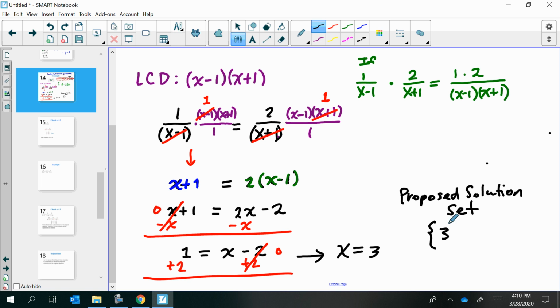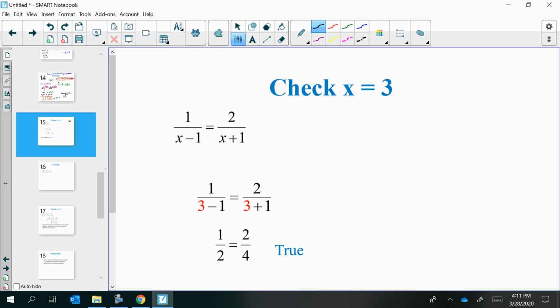is 3. But we want to check to make sure that not only does 3 satisfy my original equation and make it true, but it also doesn't make my equation undefined anywhere. So here you can see if we plug in 3 to both sides of the original equation, we have a result of 1/2 equals 2/4. And since 2/4 can reduce to 1/2, this is true, and we're satisfied with our solution set.